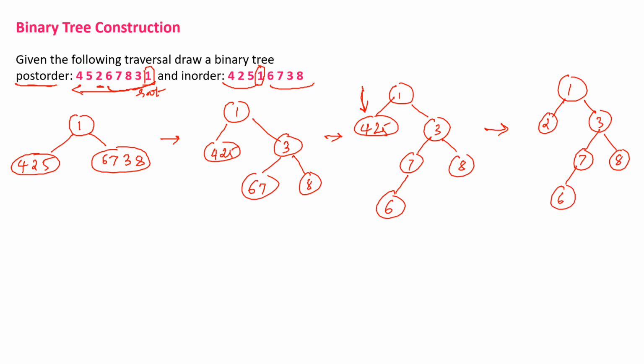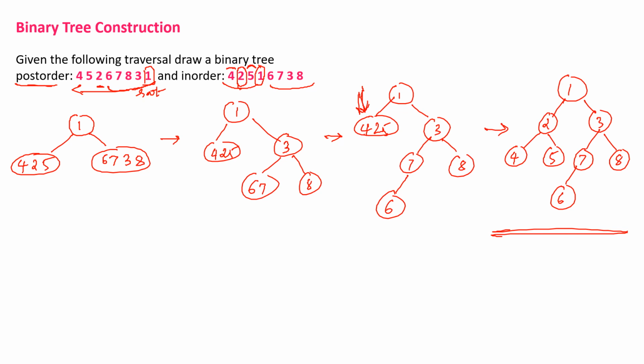Now we have to check whether 4 and 5, which are there in the left subtree of the tree, are left subtree or right subtree nodes. For that we have to check the in order. So in order we have 2 over here, and to the left of 2 we have node 4 and to the right we have node 5. So that means the left child of 2 is 4 and the right child of 2 is 5. So this is the final binary tree.